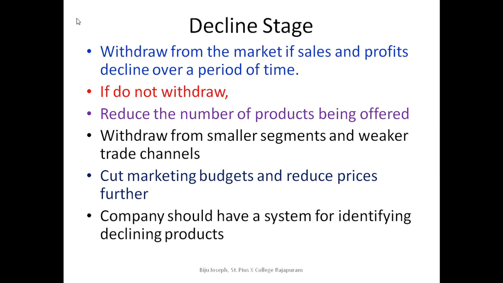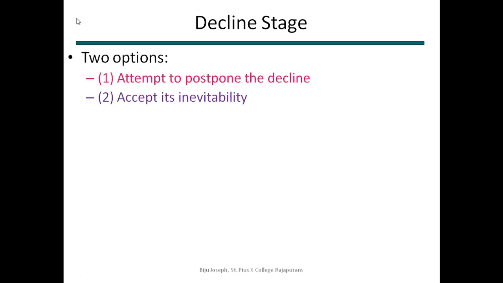Companies should have a system for identifying declining products, and many of the companies do not have this. So it is very essential to have a system in the company for identifying declining products and to address remedial measures for such declining products. And there are two options available during the decline stage. One is to attempt to postpone the decline, and the second one is, if it is difficult to postpone the decline, accept its inevitability.